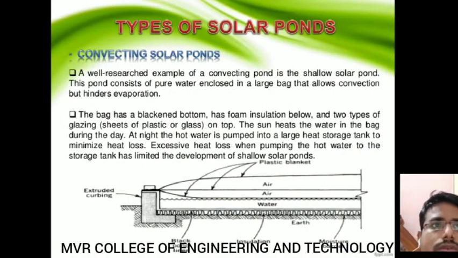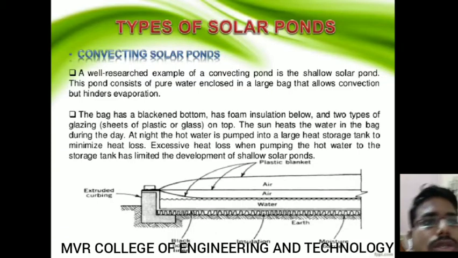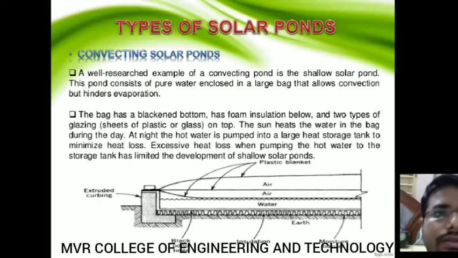Let us go for the next slide. You can observe the different types of solar ponds. Research has been done on these solar ponds, and we have three types. The first one is the convective solar pond, another one is the non-convective solar pond. Like this, we have different types of solar ponds.